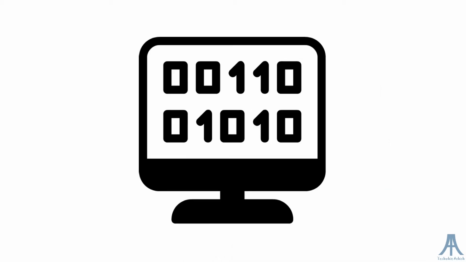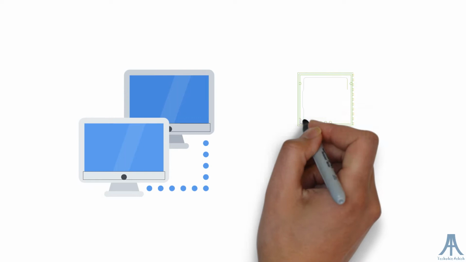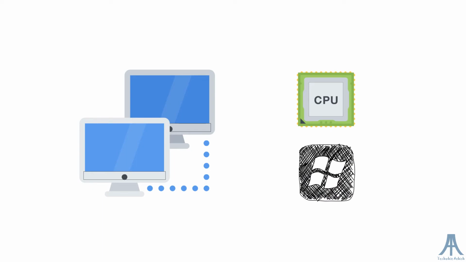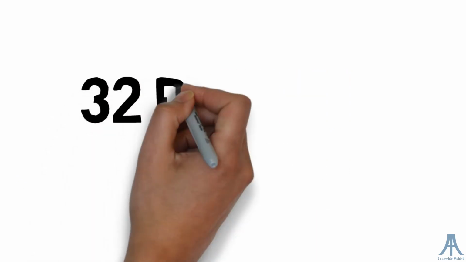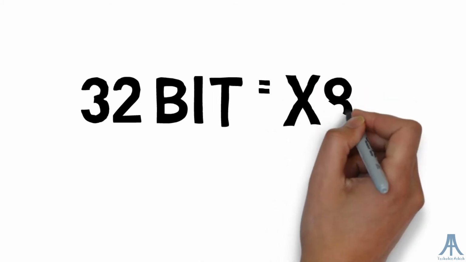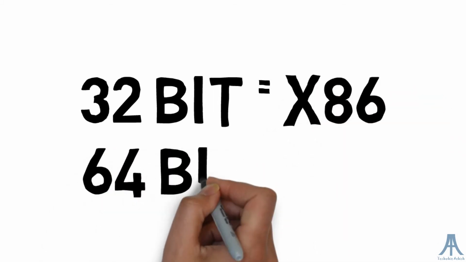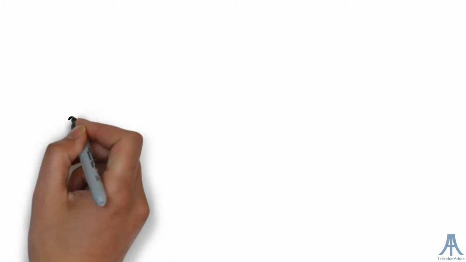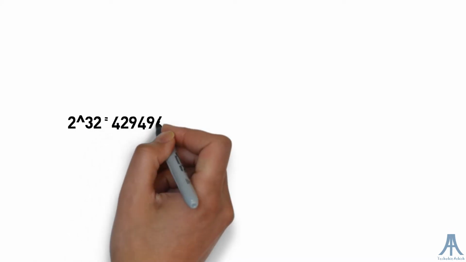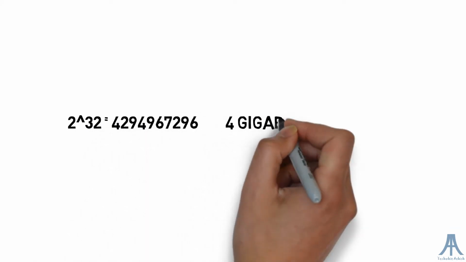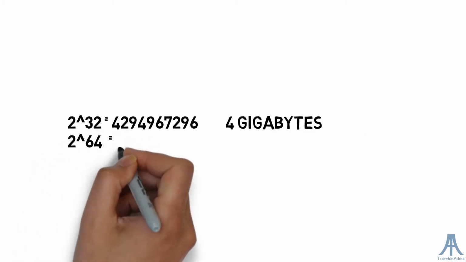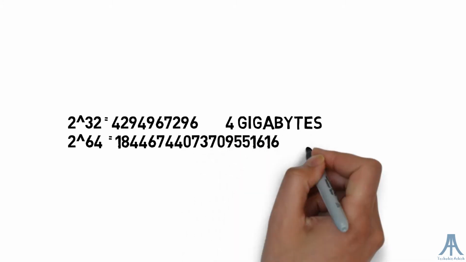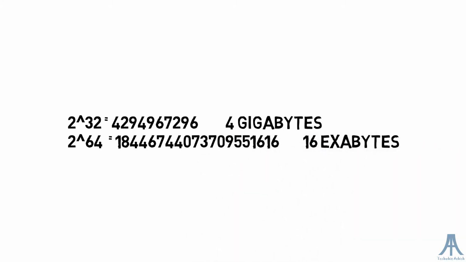In the computer world, 32-bit and 64-bit refer to the type of CPU, operating system, applications, etc. that utilizes that particular architecture. 32-bit hardware and software is often referred to as x86 and 64-bit hardware and software is often referred to as x64. In terms of numbers, a 32-bit system can reference 2 to the 32nd power bytes of memory, which equals about 4 gigabytes. However, a 64-bit system can reference 2 to the 64th power bytes of memory, which equals about 16 exabytes.